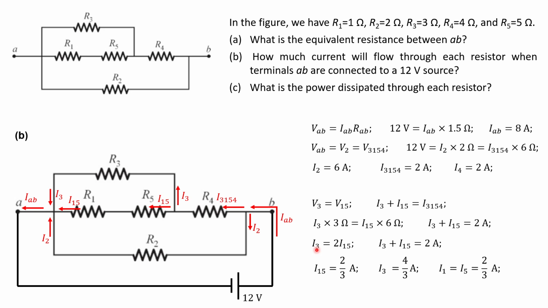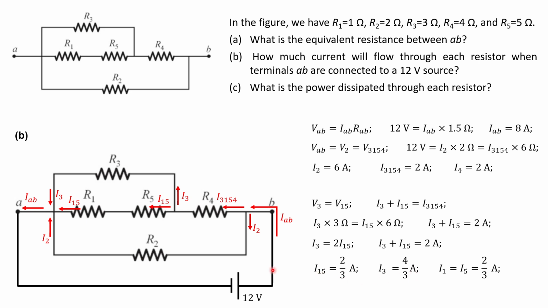Well, if I take I sub 3 here, and instead of that write twice I sub 15, because I sub 3 is equal to 2 times I sub 15, then I have 3 I sub 15 has to be equal to 2 amps, or I sub 15 has to be equal to 2 over 3 amps. If this is 2 over 3 amps, then I sub 3 is going to be twice that value. It's going to be 4 over 3 amps.